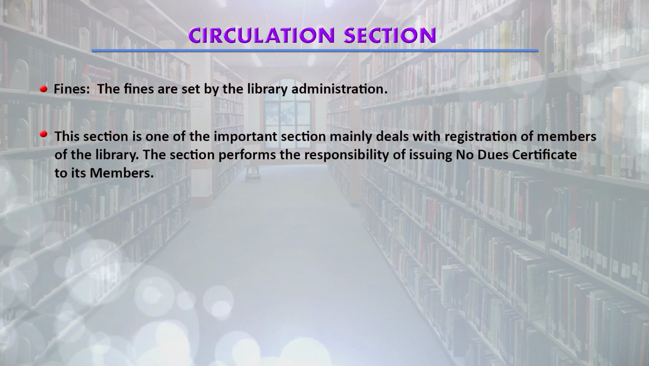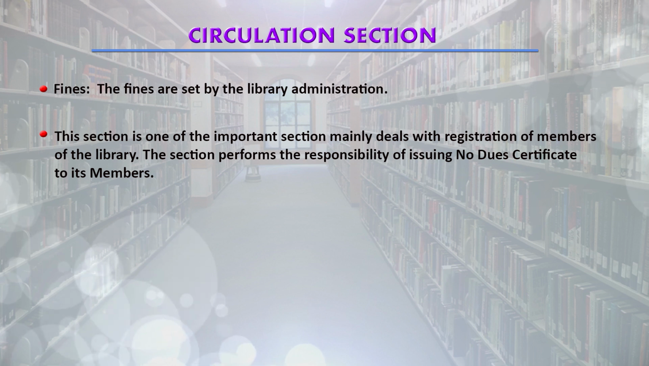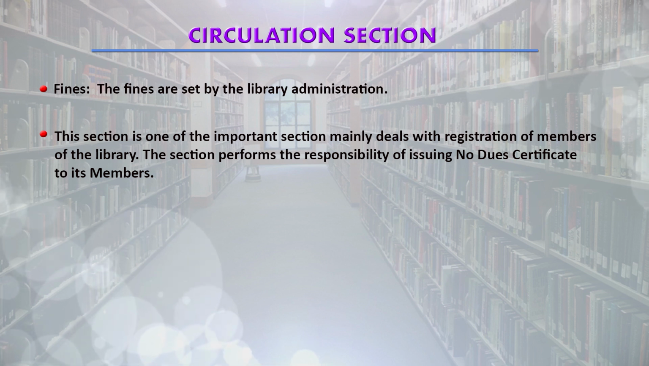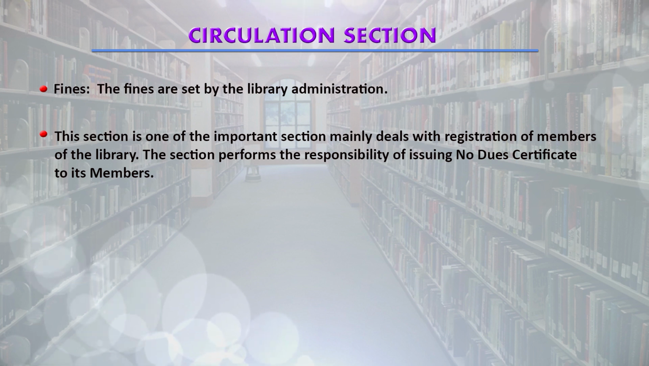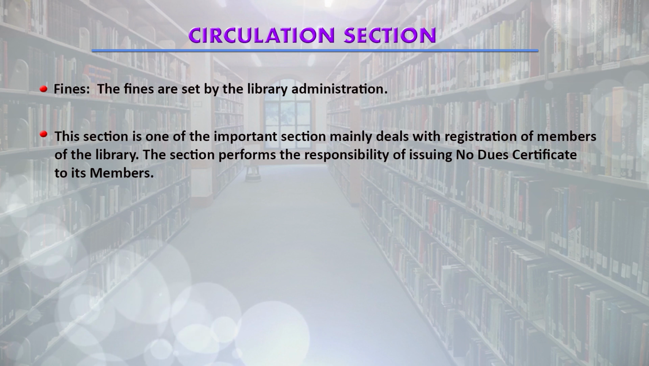This section is one of the important sections, mainly dealing with registration of members of the library. The section also performs the responsibility of issuing no dues certificate to its members. Any member, faculty member of a university library, if he or she is getting retired, needs to take a no dues certificate from the library, or if a student's tenure or course is over in the university or the college, he or she also needs to get a no dues certificate from the library. So, this is the responsibility of the circulation section to issue no dues certificate to the users.